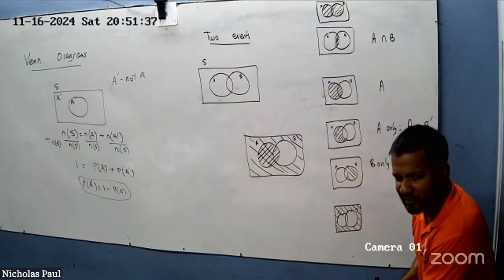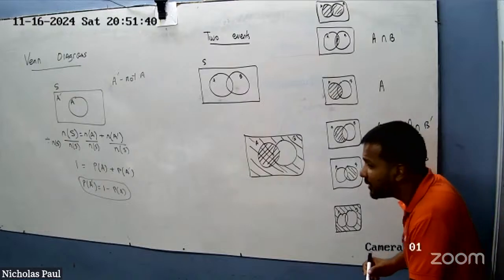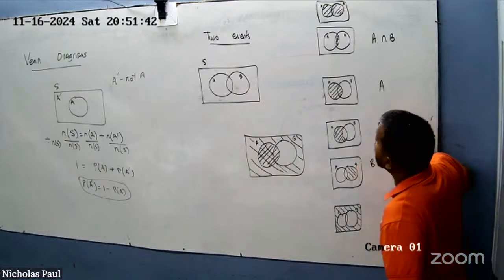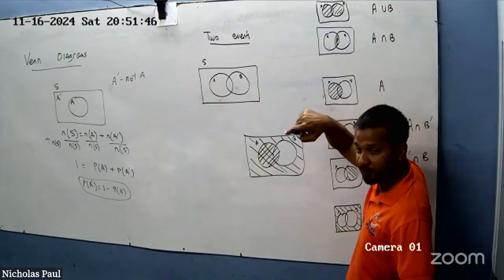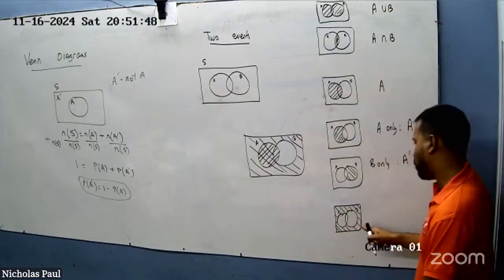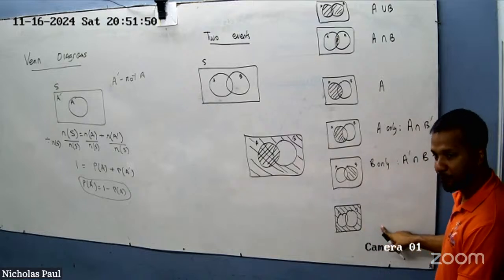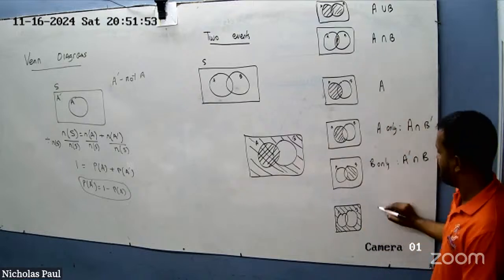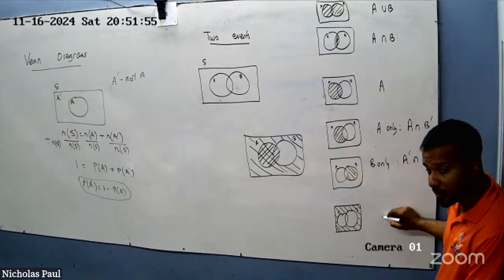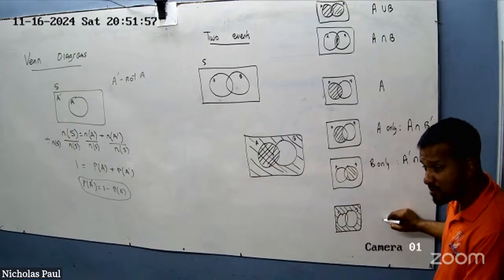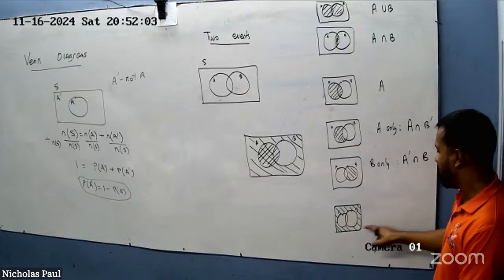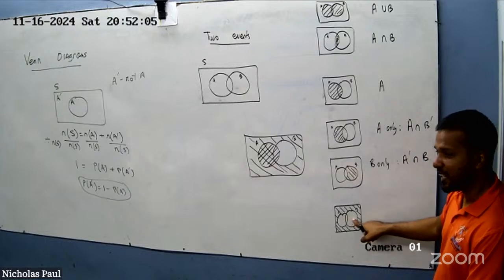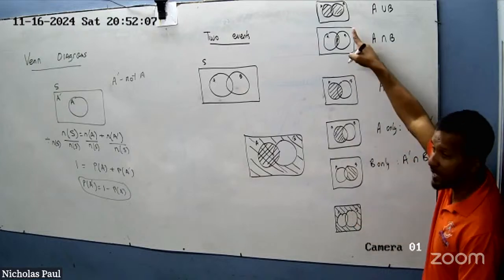What's that? A union, right? A union. Everything inside A and B, right? So what do you think this is? No, not union. You close it. And this is everything outside that.